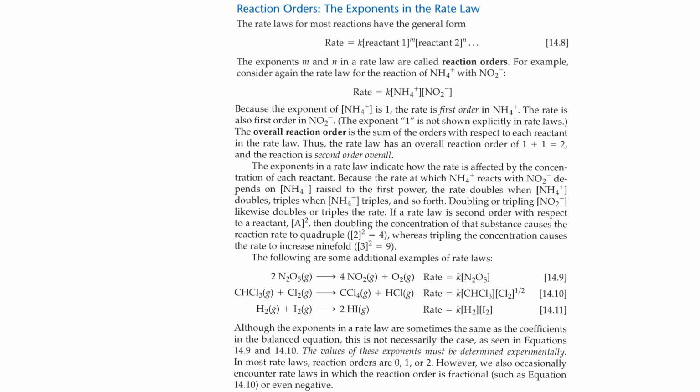Reaction orders, the exponents in the rate law. The rate laws for most reactions have the general form rate equals some constant k times reactant 1 to the m power times reactant 2 to the n power, and so on. The exponents m and n in the rate law are called reaction orders. For example, consider again the rate law for the reaction of ammonium with nitrite. The rate is some constant k times the concentration of ammonium times the concentration of nitrite.